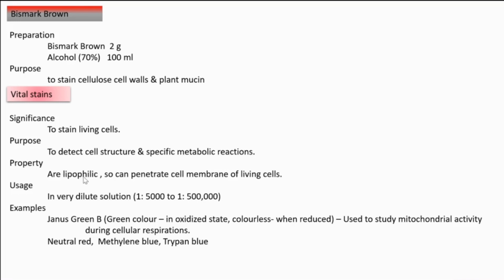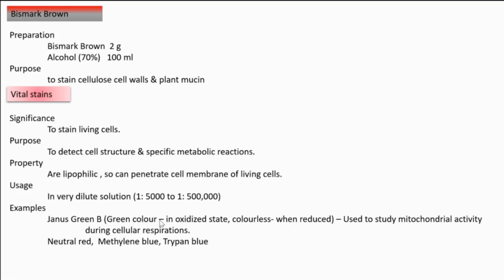They are lipophilic. Lipophilic means it is able to dissolve in fat. So it can very easily penetrate the cell membrane of living cells. For using it, we need to use a very dilute solution. Concentrated solution may turn toxic to the cell. Examples of vital stain are Janus green B.